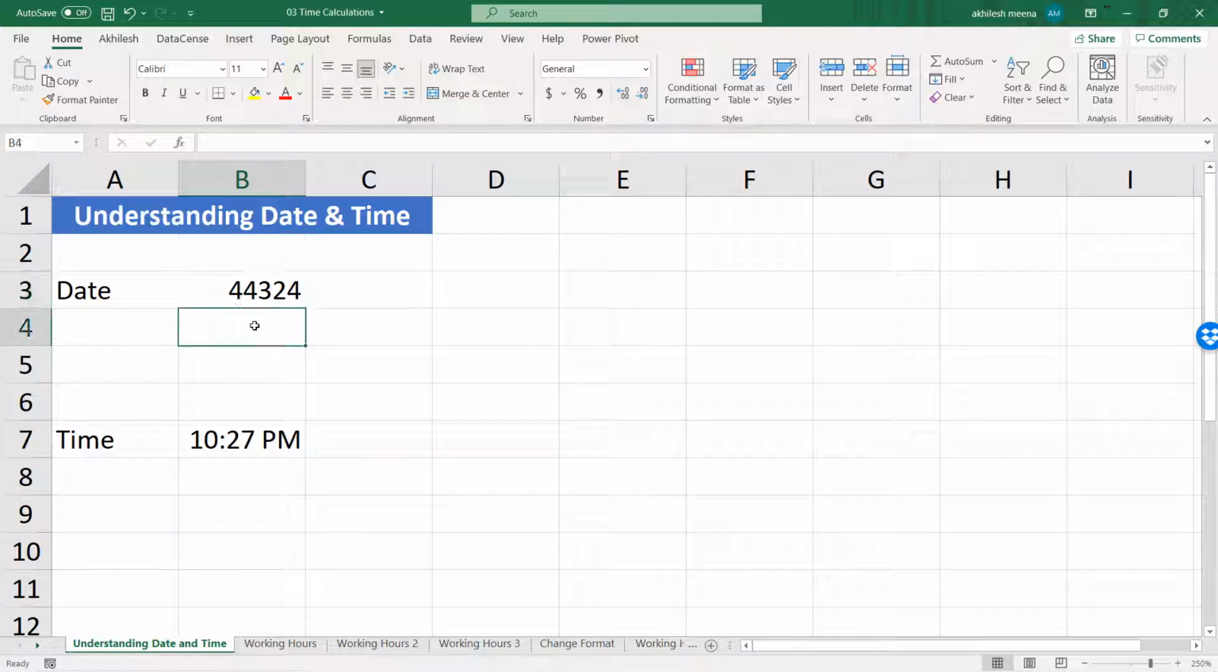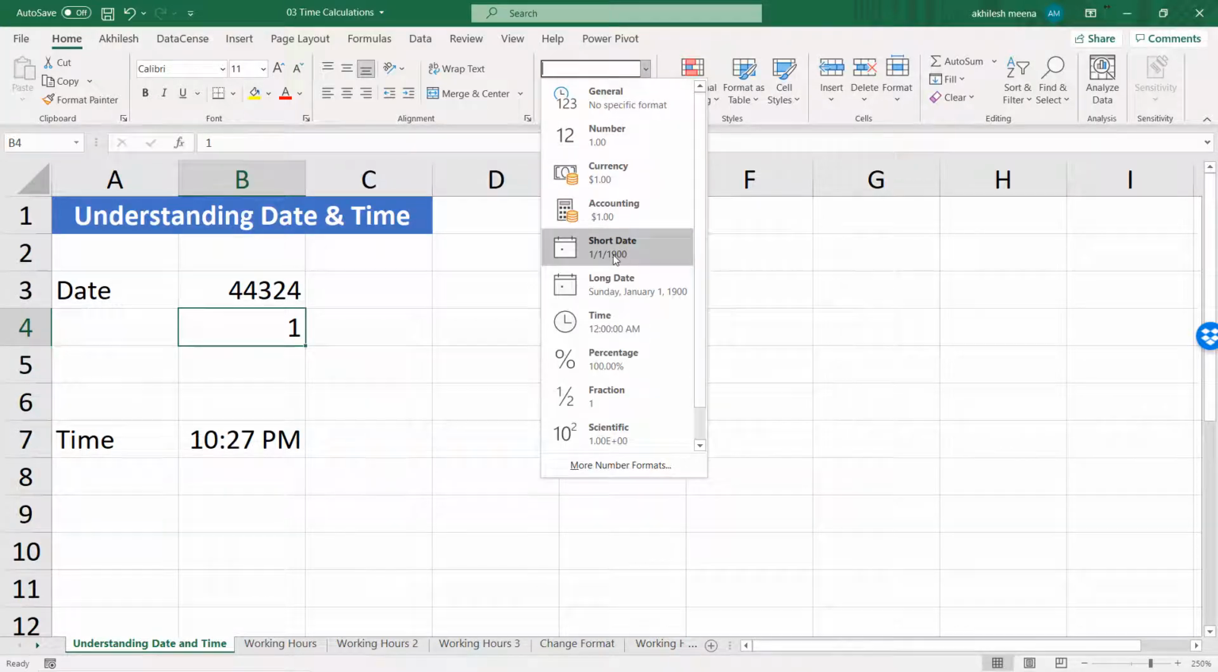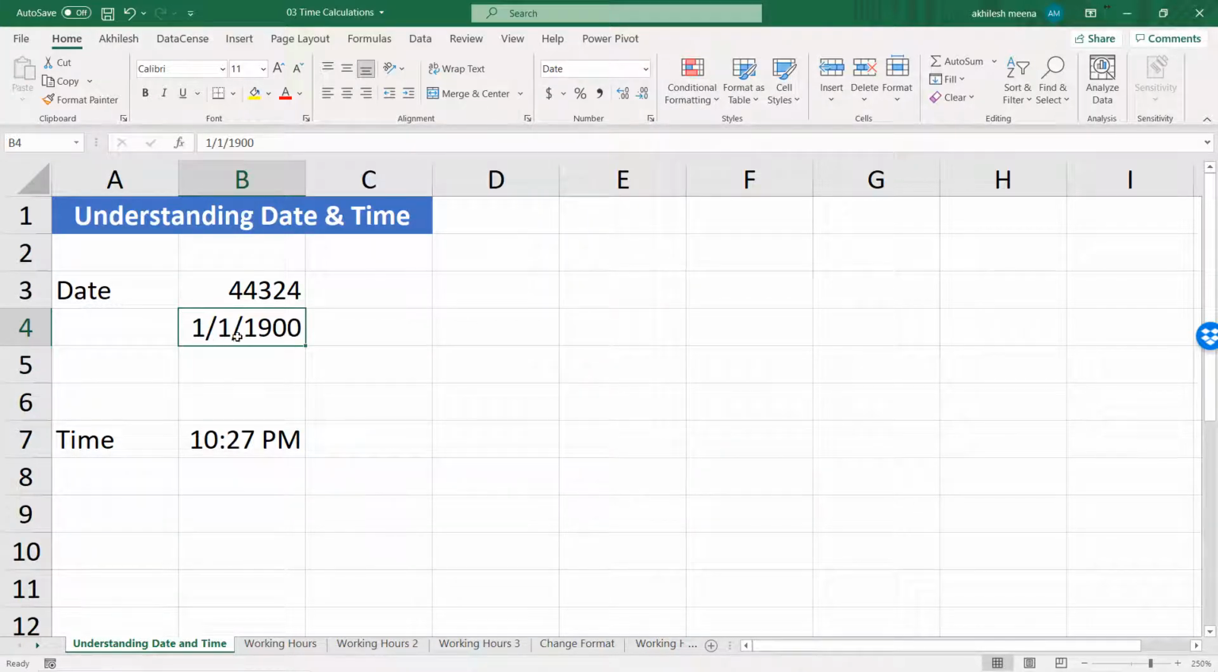What is this number? If you type, let's say 1, and convert it into a date format, you will see 1st of Jan 1900. That means it starts from 1st of Jan 1900, and till today, this is 44,324 days. So that is a date.